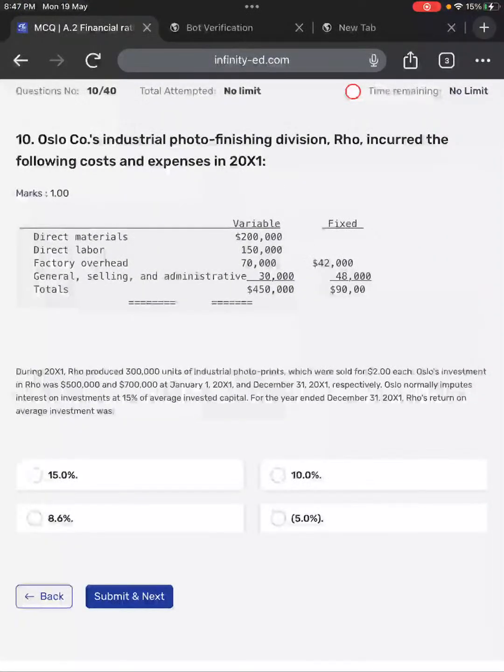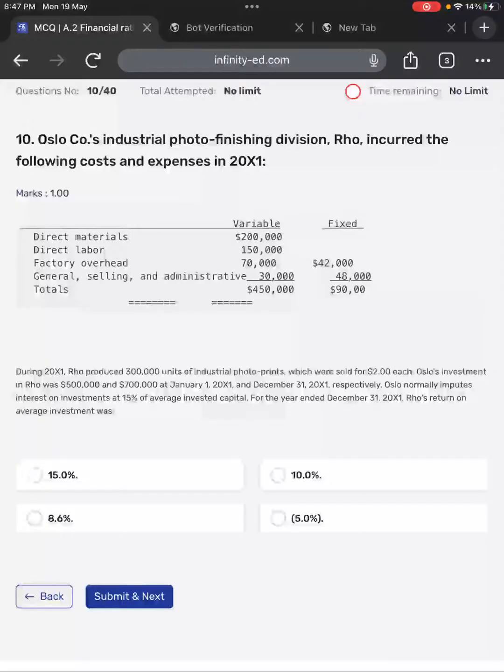Question number 10. In the question, cost and expense details are given. Direct material cost is given as 200,000, also called 2 lakh. Direct labor is given as 1,50,000, and factory overhead is given as 70,000 variable cost and fixed overhead 42,000 fixed cost, and general selling and admin expenses 30,000 variable cost and 48,000 fixed cost. Okay, total variable cost how much?